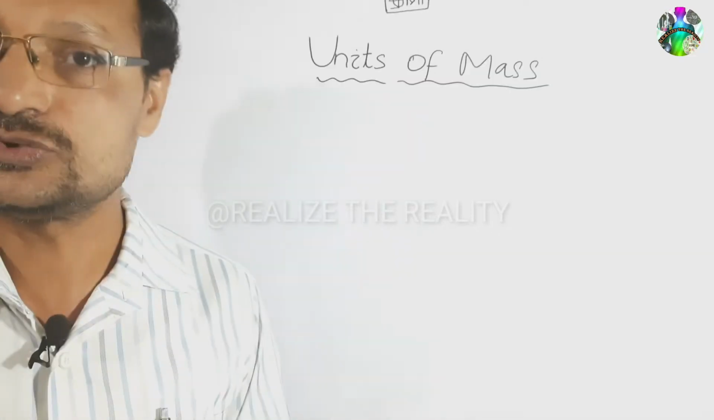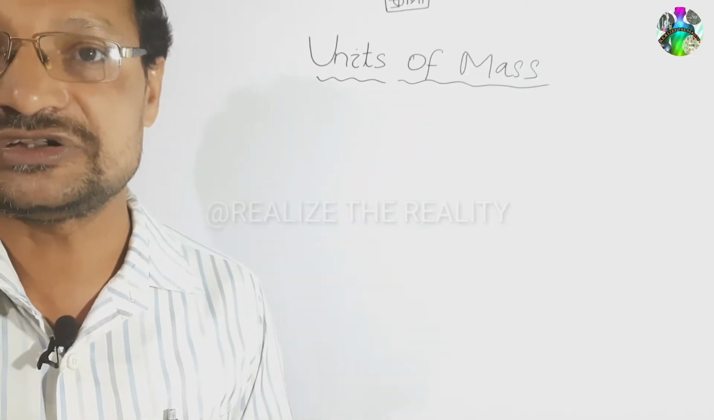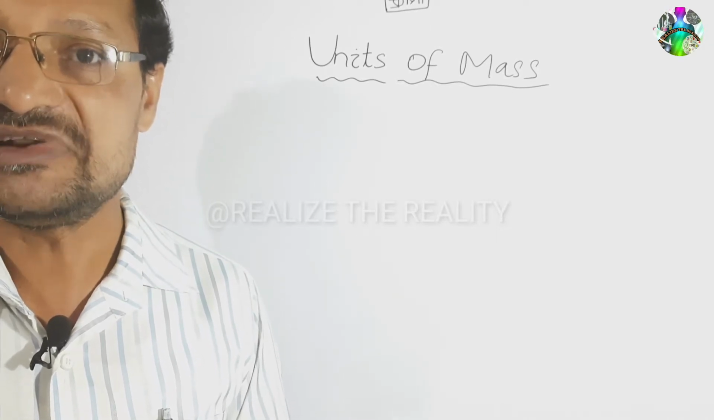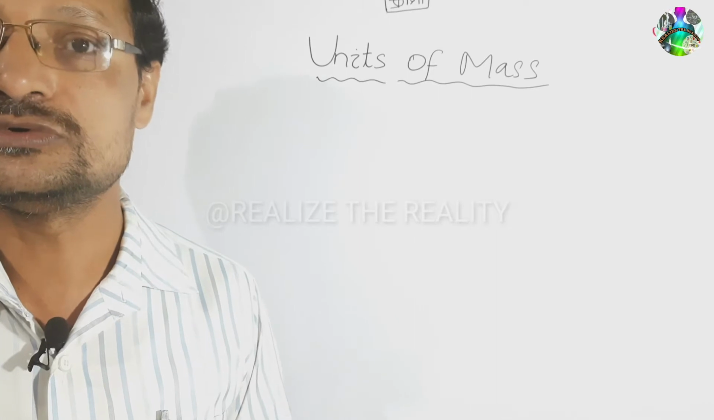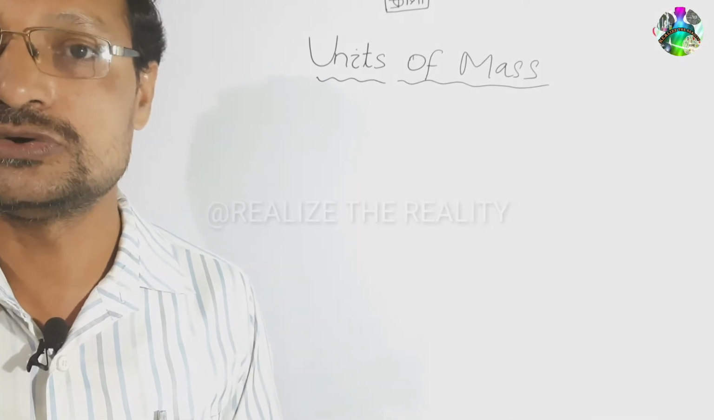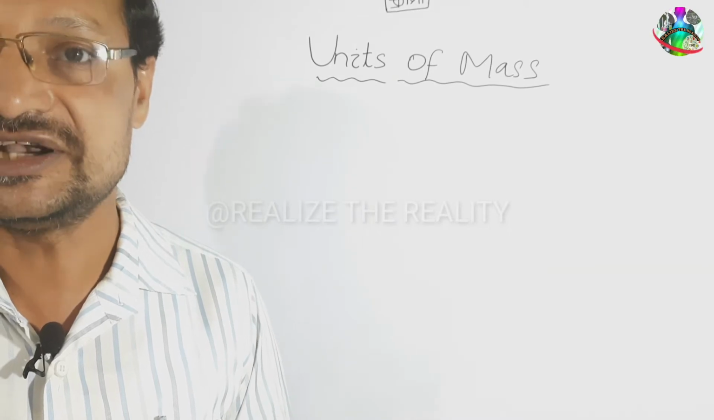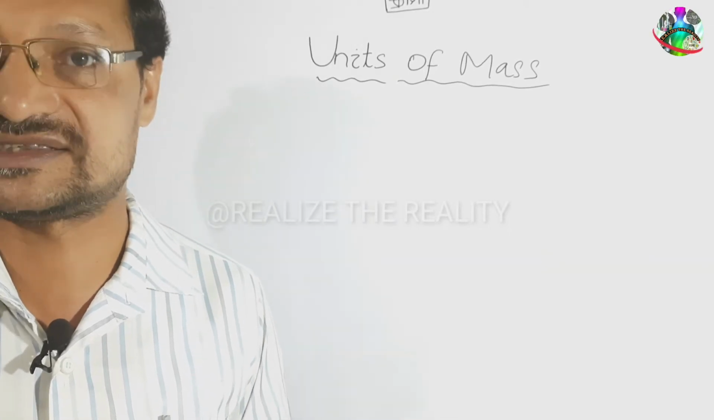What is mass? That you know children already. Mass is the quantity of matter held by the body. So it is fixed. Any place you go, from Moon to Mars, from London to America, wherever we go, mass is a constant. That is why, how do we measure the mass?